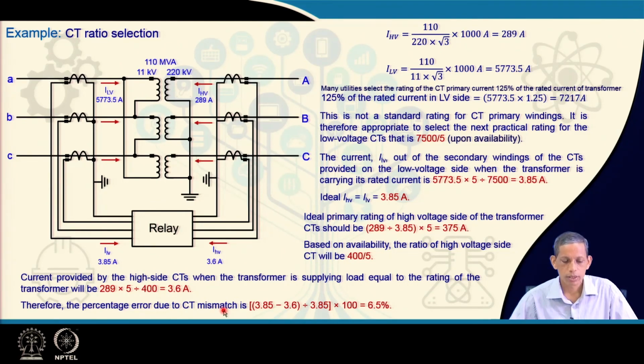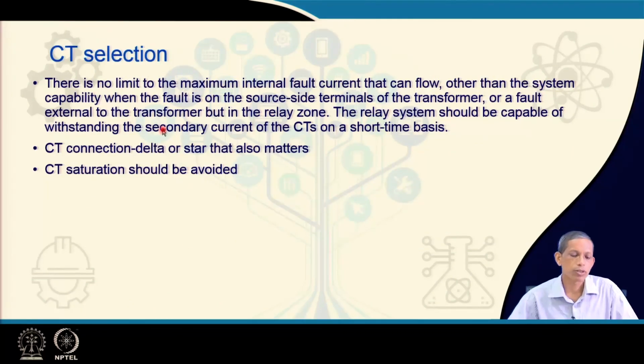Now, further going to the CT selections, for the maximum internal fault level of current, the CT should be able to sustain that level of current for the momentary fault duration. Also consider the secondary side of the CT, where the corresponding relay and terminals will be there. They must be compatible with that large amount of current in the system.